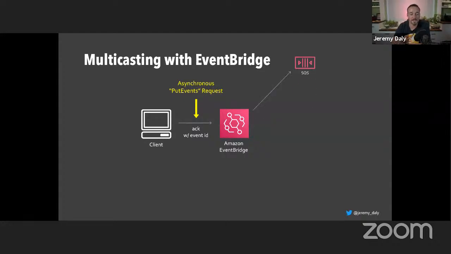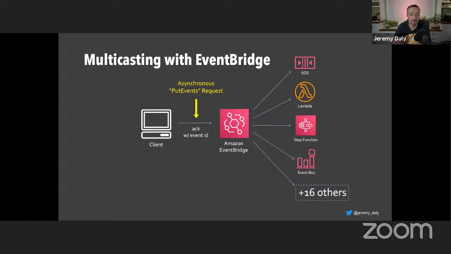So Amazon EventBridge, very similar to SNS. You can write to SQS, you can write to Lambda functions, but you can also do step functions. You can write to other event buses, plus there's like 16 other different services you can write to. These all have rules, so you can be very prescriptive about the rules.